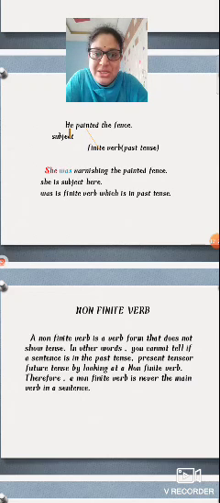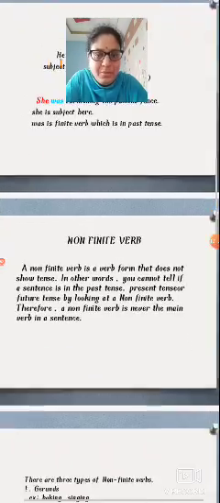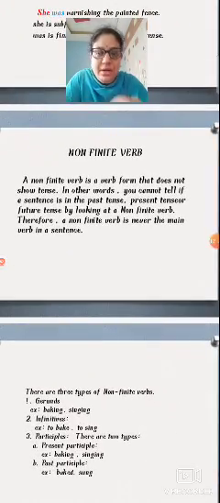She was varnishing the painted fence. So "she" is the subject, and "was" shows the finite verb, the past tense, and it is also the main verb. So this is a finite verb. Now let us see the non-finite verbs, the finite verbs and also the non-finite verbs.